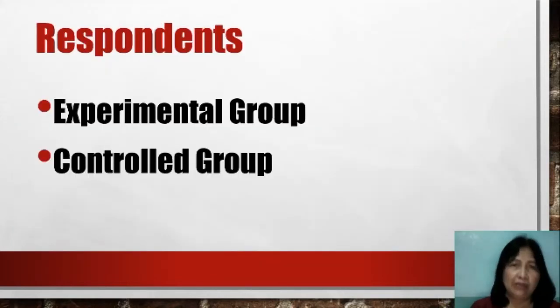The number 3 element is the respondents. In here, we have to consider the experimental group or the control group. An experimental group, sometimes called a treatment group, is a group that receives a treatment in an experiment. The group is made up of test subjects like people, animals, plants, cells, and others. And the treatment is the variable you are studying.